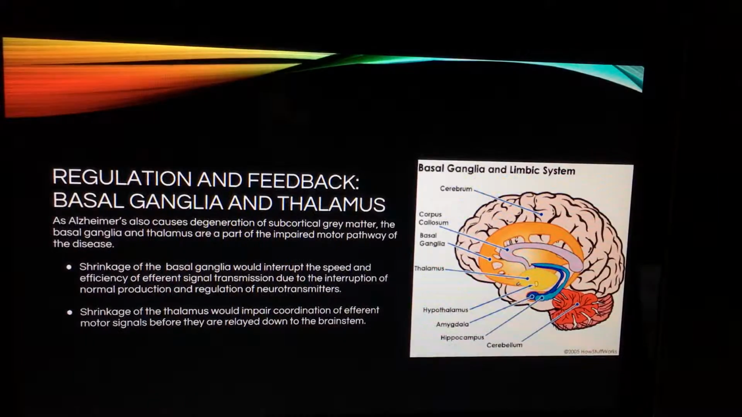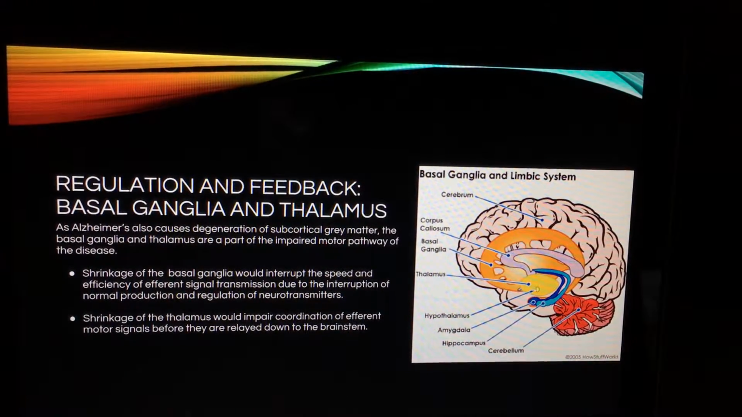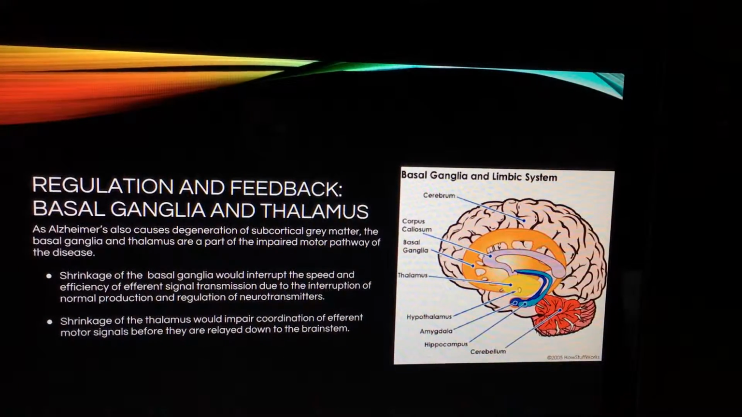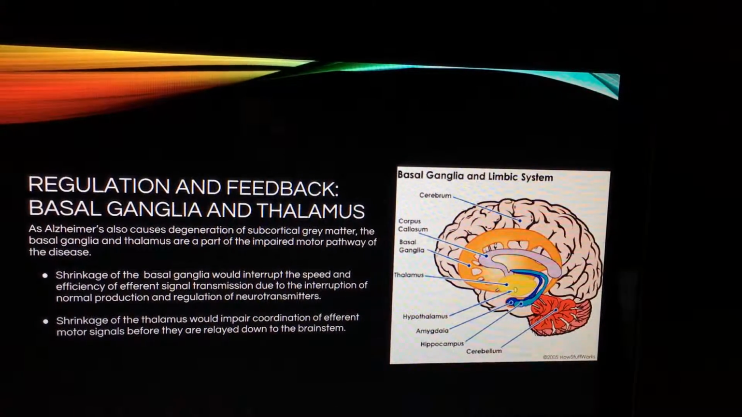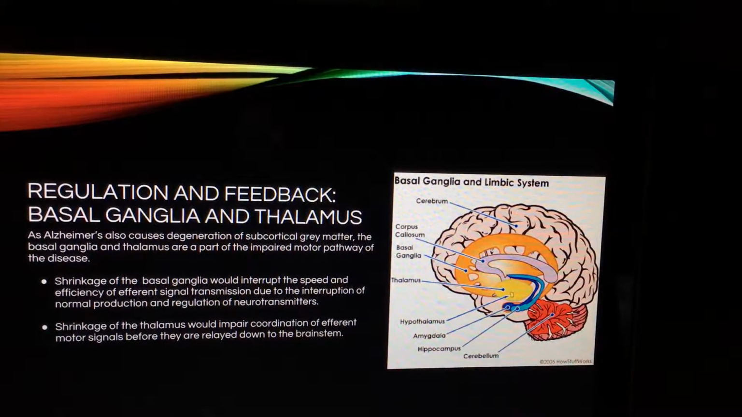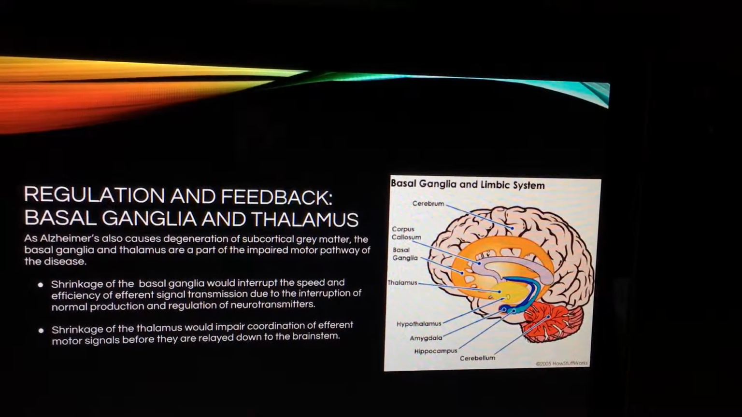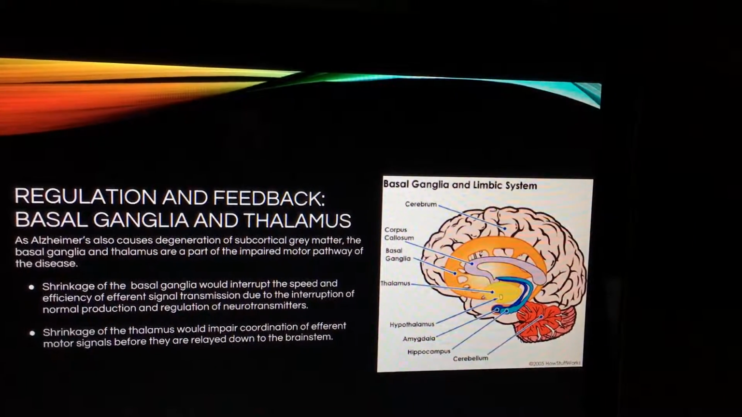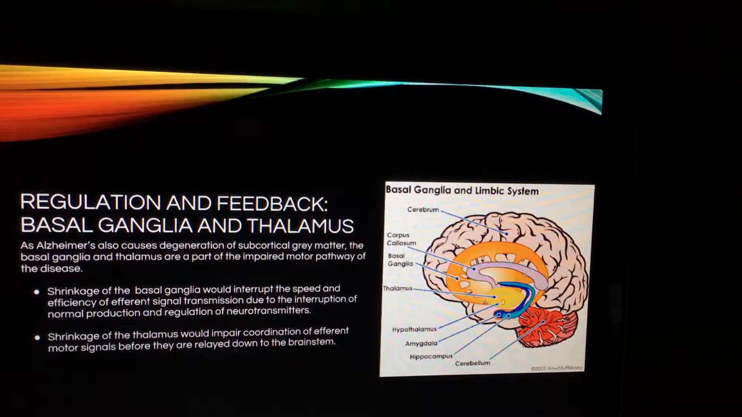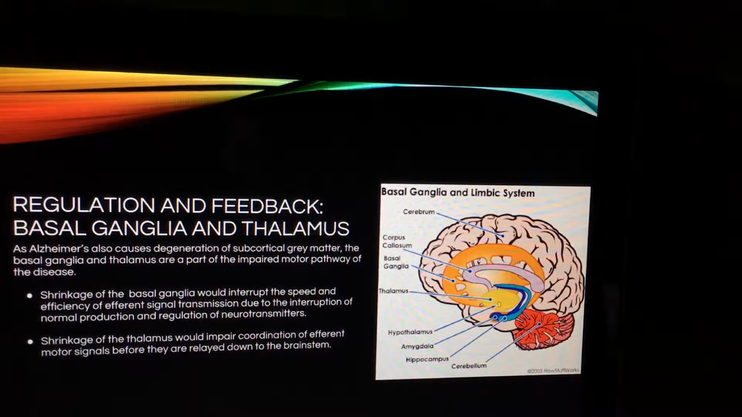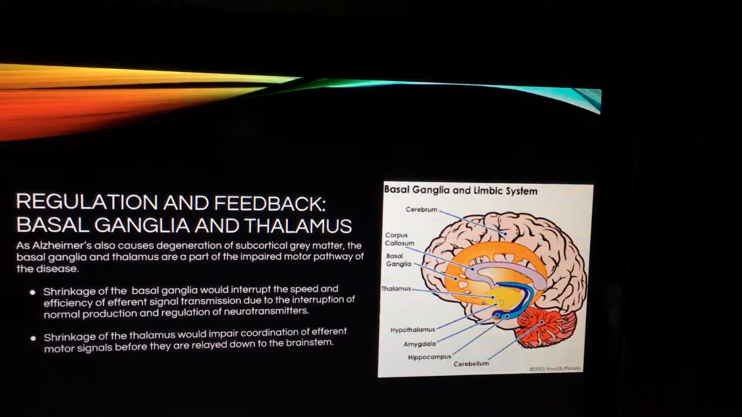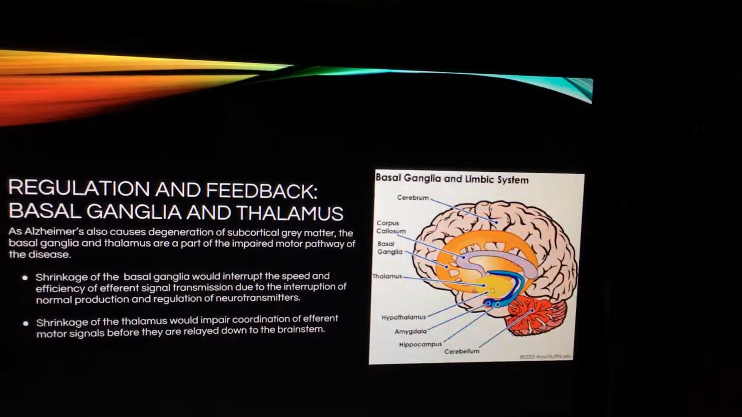As Alzheimer's also causes a degeneration of subcortical gray matter, the basal ganglia and thalamus are a part of the impaired motor pathway of the disease. Shrinkage of the basal ganglia would interrupt the spread and efficiency of efferent signal transmission due to the interruption of normal production and regulation of neurotransmitters. Shrinkage of the thalamus would impair coordination of efferent motor signals before they are relayed down to the brainstem.